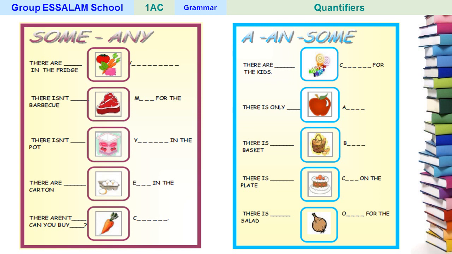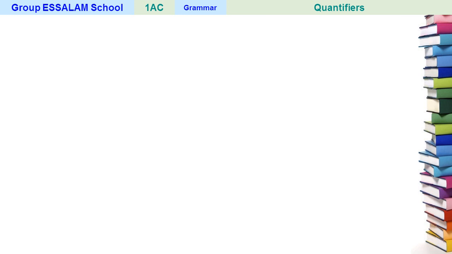So try to fill in the blanks with a, an, or some. After this, try to name these pictures, these things, okay? Try. I have already given you here the first letter in order to understand the lesson very well, or the exercise very well.